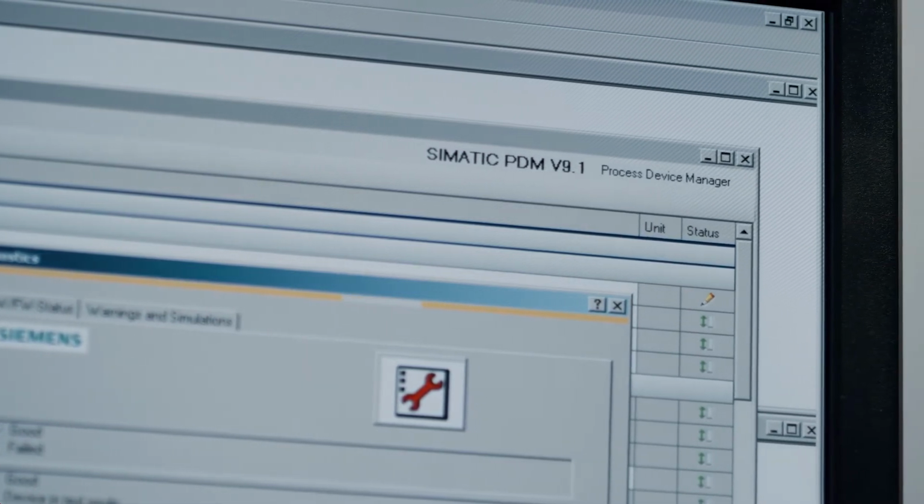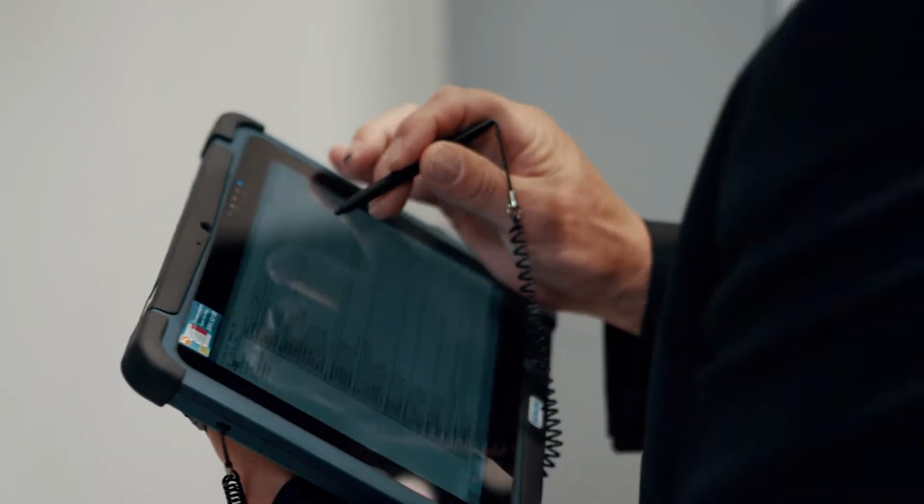of the plant. The local maintenance team can thus centrally identify and correct errors in many cases.